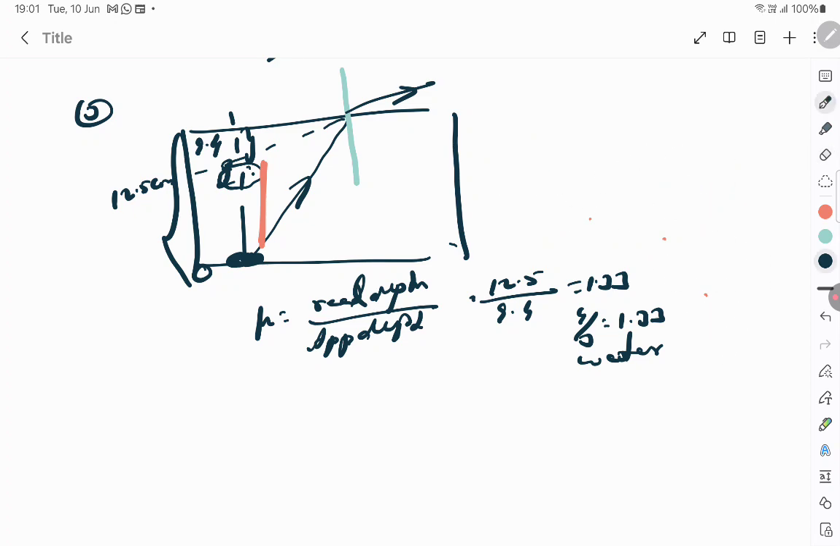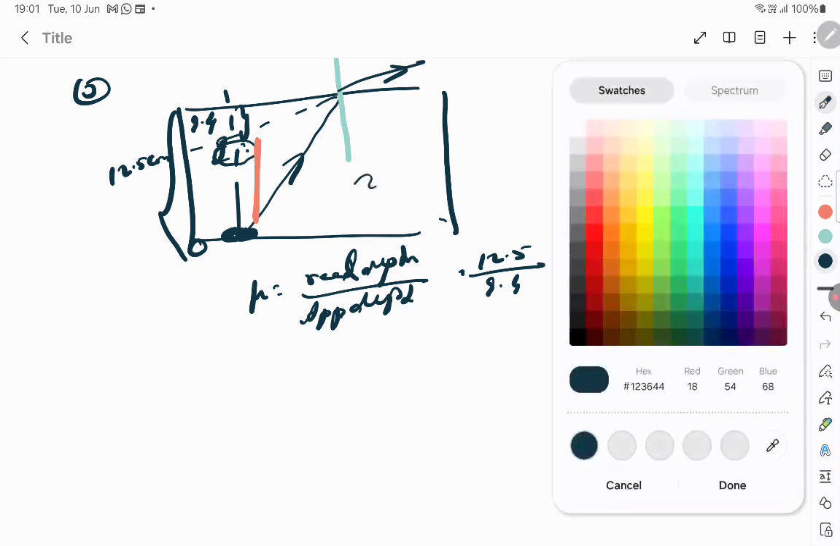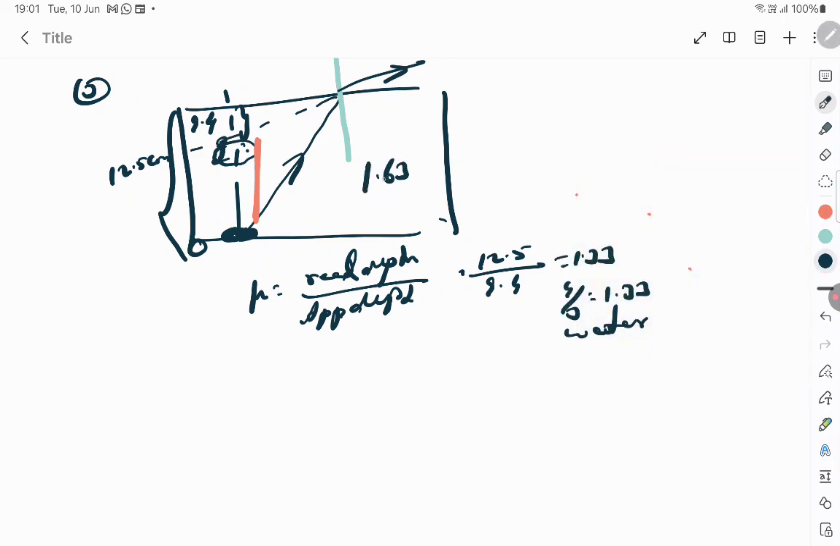Coming back to this question, they are replacing this water now. What is the refractive index of water? We found it. If the water is now replaced by a liquid of refractive index 1.63 up to the same height, what distance will the microscope have to be moved?